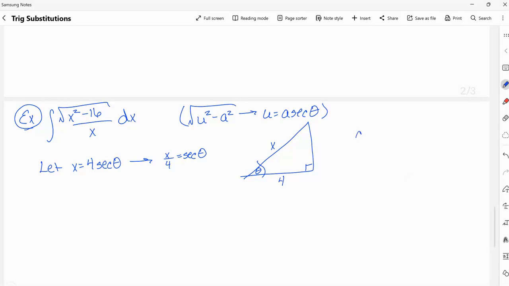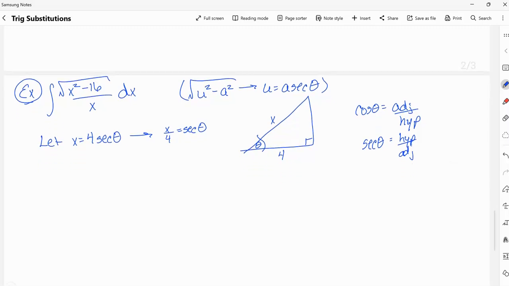So when we set this up, we know cosine of theta, using SOHCAHTOA, is adjacent over hypotenuse. So secant would be hypotenuse over adjacent. This side we could find using the Pythagorean theorem. So we know 4 squared plus b squared is equal to x squared. So b is going to be x squared minus 4 squared, which is 16, and then I would take the square root.